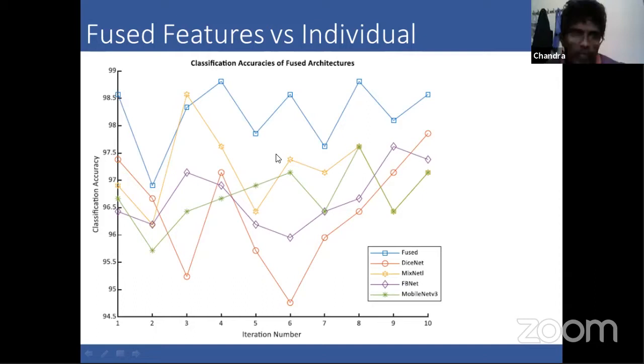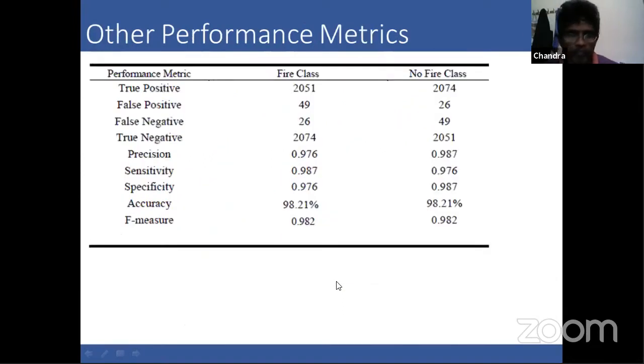Right, mobile CNN, fused CNN architectures. The blue color indicates that it is much higher than the other four individual architectures like DiceNet, MixNet, FBNet, and MobileNet V3. So these are the other performance metrics that are conventionally used for assessing a binary classifier, like true positives, false positives, false negatives.